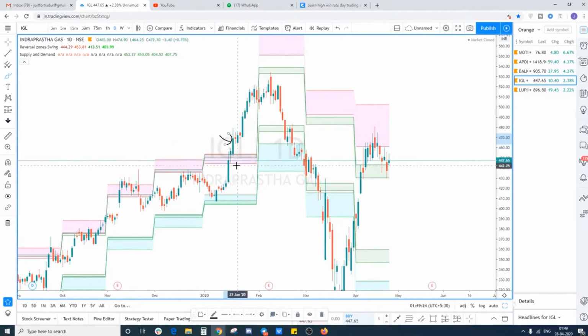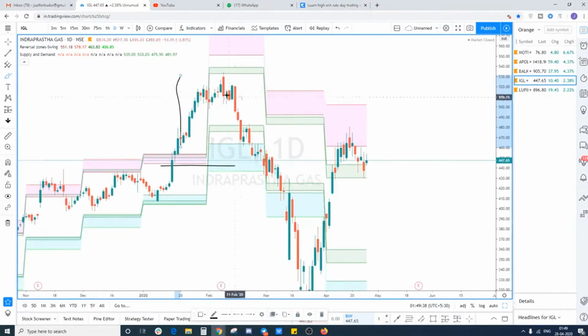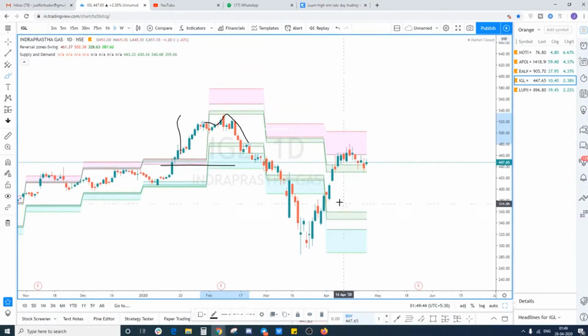I would have entered here with a 10 or 15 rupees stop loss somewhere around here. If you can take a bigger risk, you can keep a wider stop loss. And look at the move, guys. Then next month there will be new zones, and it took a reversal and came down. Isn't that amazing?